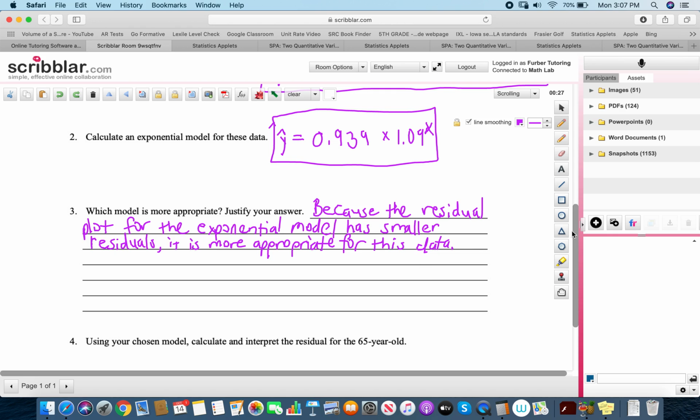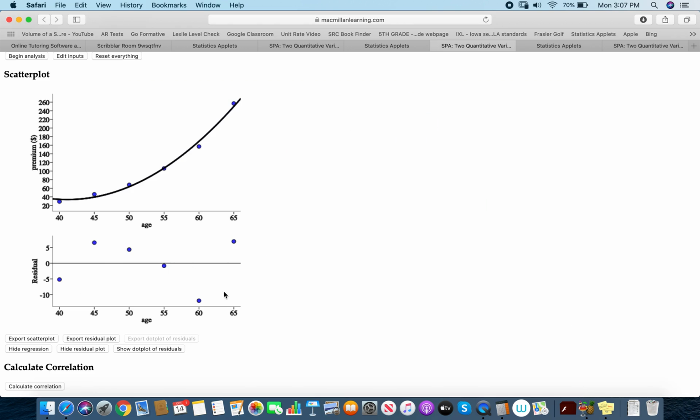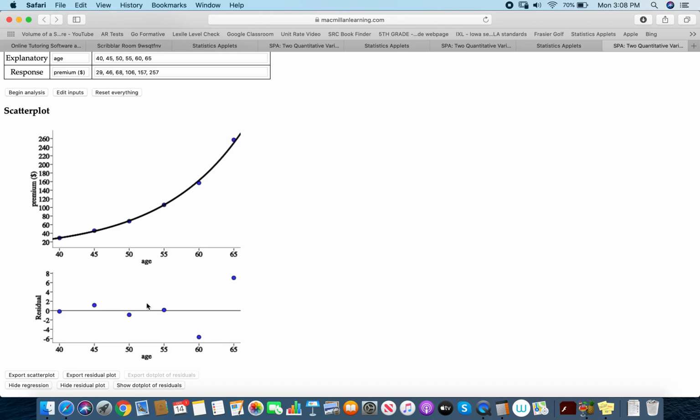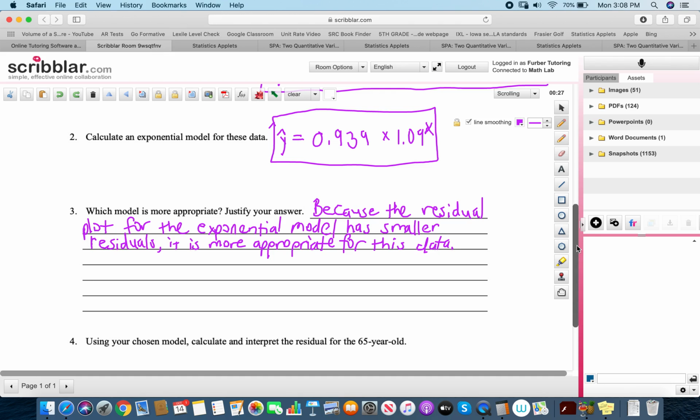Okay, so better than the exponential. And again, it's a result of how close the points are to that residual, okay? These residuals are a little farther away on the quadratic model than they are on the exponential model. So the exponential model is the better of the two.